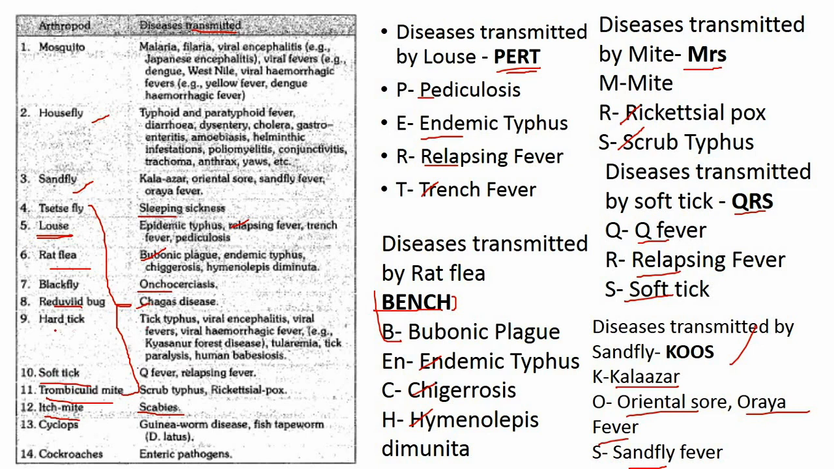And this hard tick also you have to remember on your own, because if you remember these by a mnemonic, this hard tick will be left out. So this group of diseases such as tick typhus, viral encephalitis, viral fevers, viral hemorrhagic fever, Kyasanur forest disease, tularemia, tick typhus, human babesiosis can be caused by hard tick. Hard tick will be confused with soft tick. So here we have to remember the mnemonic QRS.